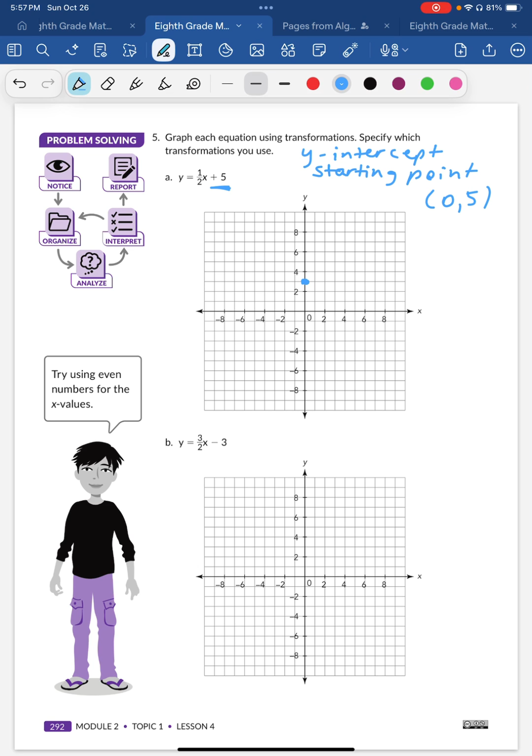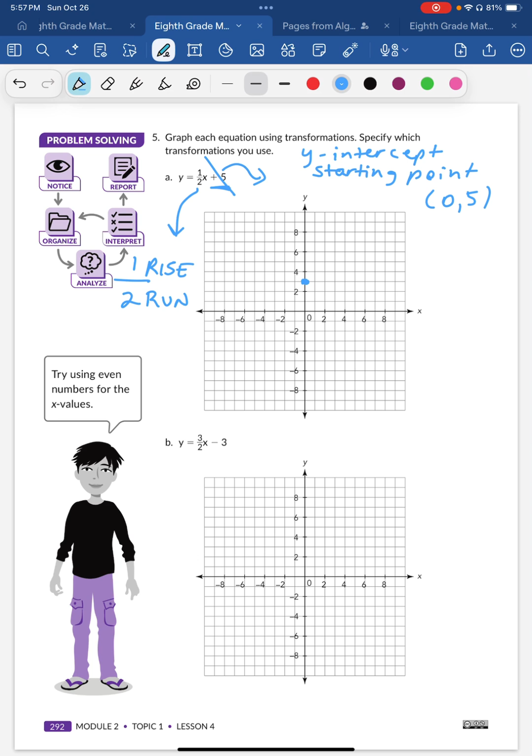So now we're going to take 1/2 as our slope and 5 as our starting point. So we already did that. We got that. We're done with that part. So now we're going to go up 1 over 2, rise over run.